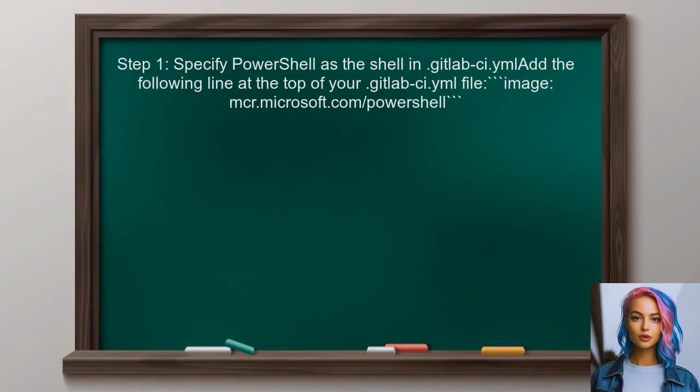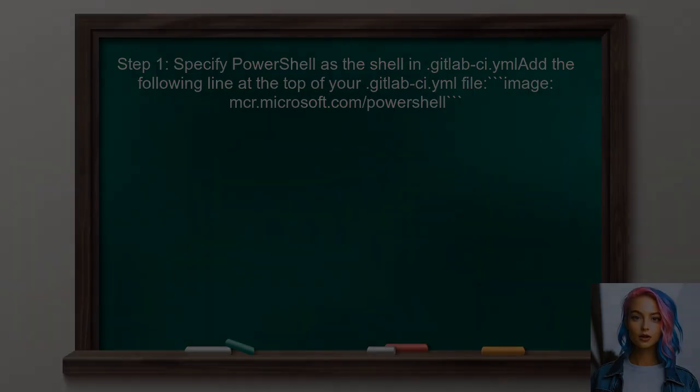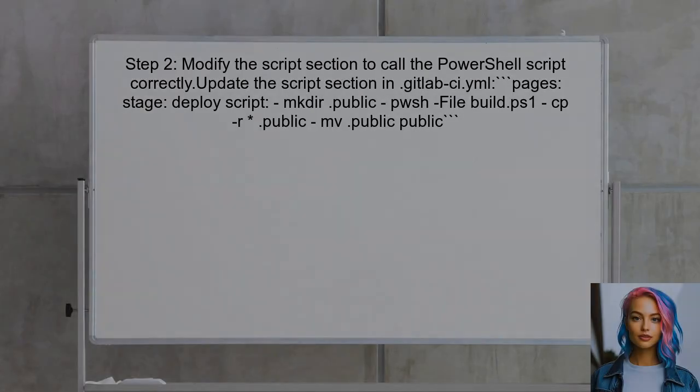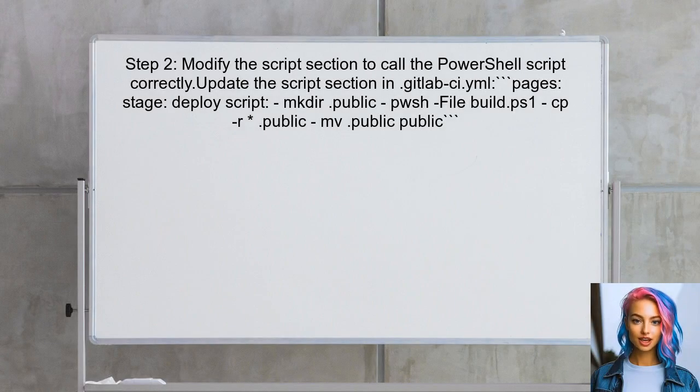To begin resolving the user's issue, we need to ensure that PowerShell is available in the GitLab CI environment. The user should specify the shell to use in the .gitlab-ci.yml file. Next, the user should modify the script section to ensure that the PowerShell script is executed correctly. This involves using the correct syntax for calling the script.